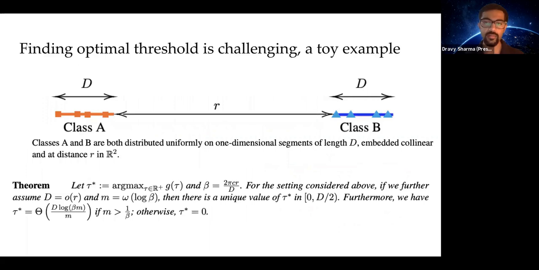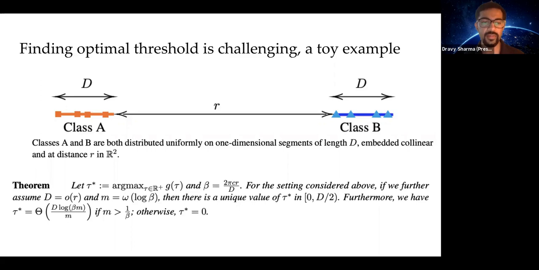Right. Okay. So in order to motivate the difficulty of this problem, I'll give a very, very simple toy example where you have two classes A and B, the two values of the label y, and we have examples distributed uniformly on these line segments of length d at a distance r. Everything is along a straight line, and the feature space is two-dimensional. So this is all embedded in a two-dimensional plane.